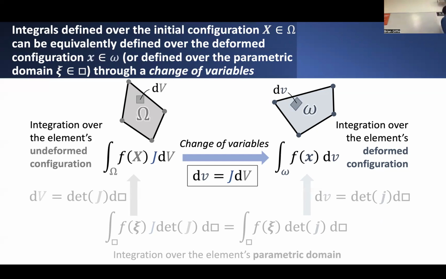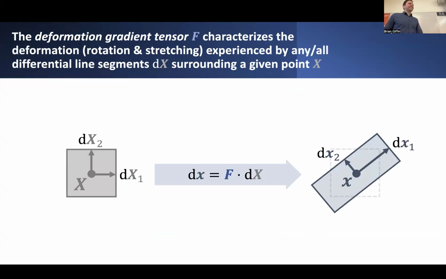So anywhere that I have this J times capital dV, I can just replace that directly with lowercase dv, and effectively I've transformed my integral into an equivalent integral now over the element's deformed configuration. So kind of interesting. We can now do integration over any of these three different configurations, the element's parametric domain, its actual initial undeformed configuration, or its deformed configuration, just through this change of variables concept. So that'll be useful in a moment. We'll get there in terms of illustrating the utility of that.